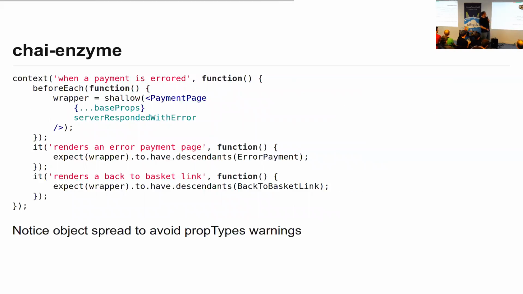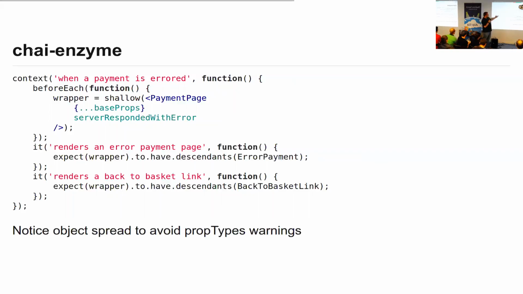Oh, and I actually put another example. Here it's the same thing. You can put in the descendants and the find method a React component directly, so it makes it really readable. The test name kind of reads like the assertion below it.